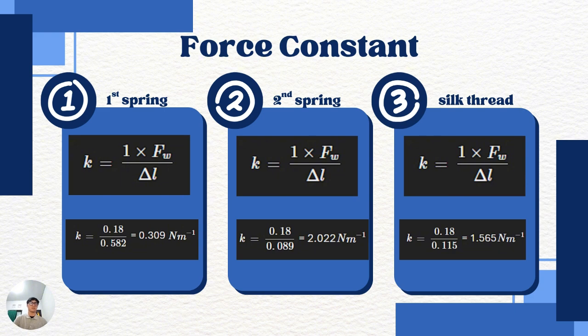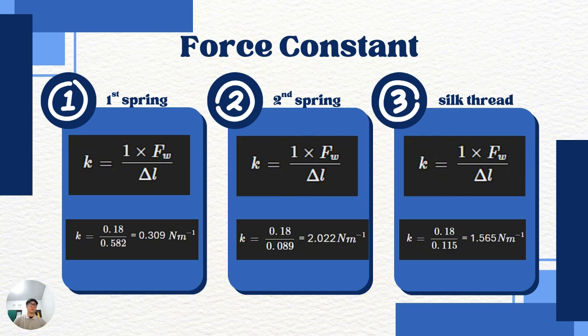For the second spring, we can use the same approach as the first spring: 0.18 per 0.089, which gives 2.0222 as its force constant. And for the silk thread it is 0.18 per 0.115, which equals 1.565.